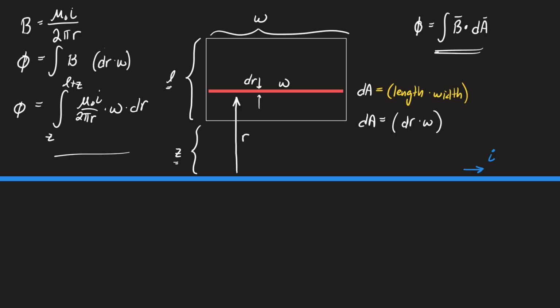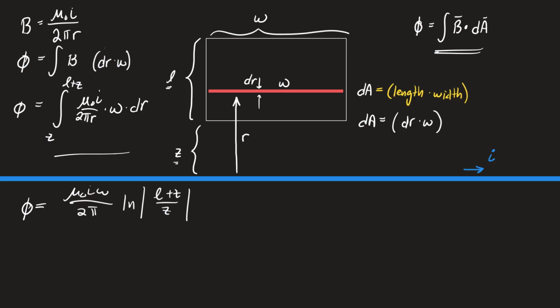Benson, I'm sure, has got it. I didn't see Benson's, though. Benson, what do you got? I've got mu naught I W over 2 pi times ln of L plus Z over Z. There it is. Perfect.